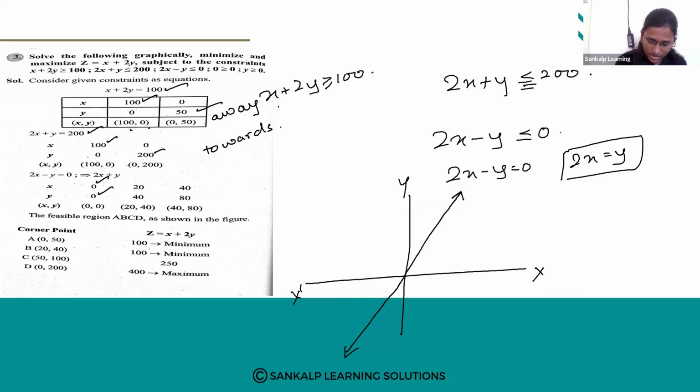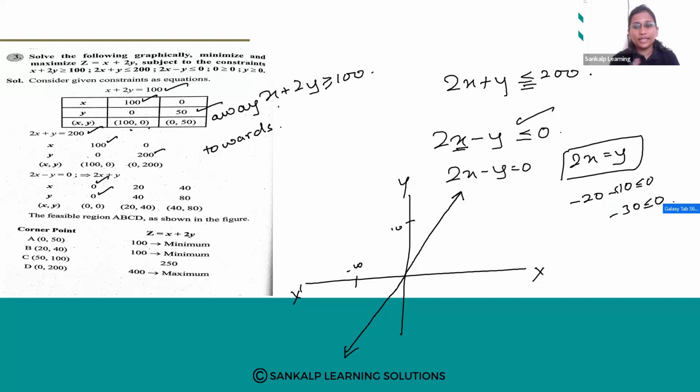Now suppose I take some point x and y, say this is -10 and +10. Substitute here, x is -10, so this becomes -20. y we have taken 10, so this becomes -30. Is -30 less than 0? Yes. So if it is correct, of course your solution will be on the left of the line. So for the left of the line, that is your third solution.